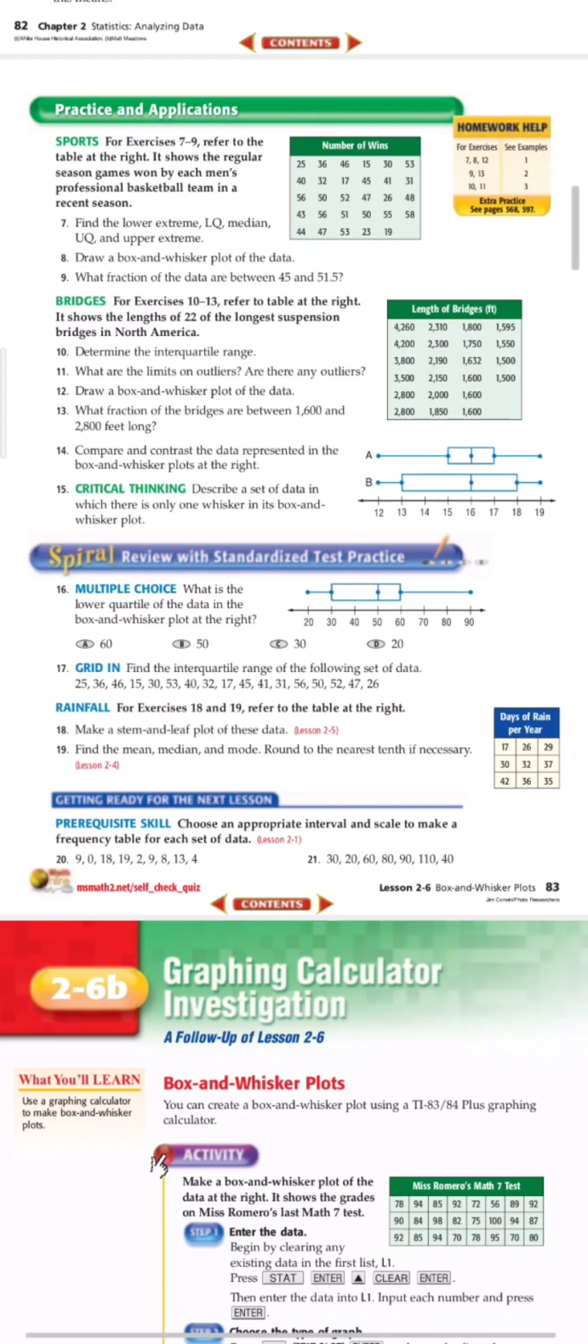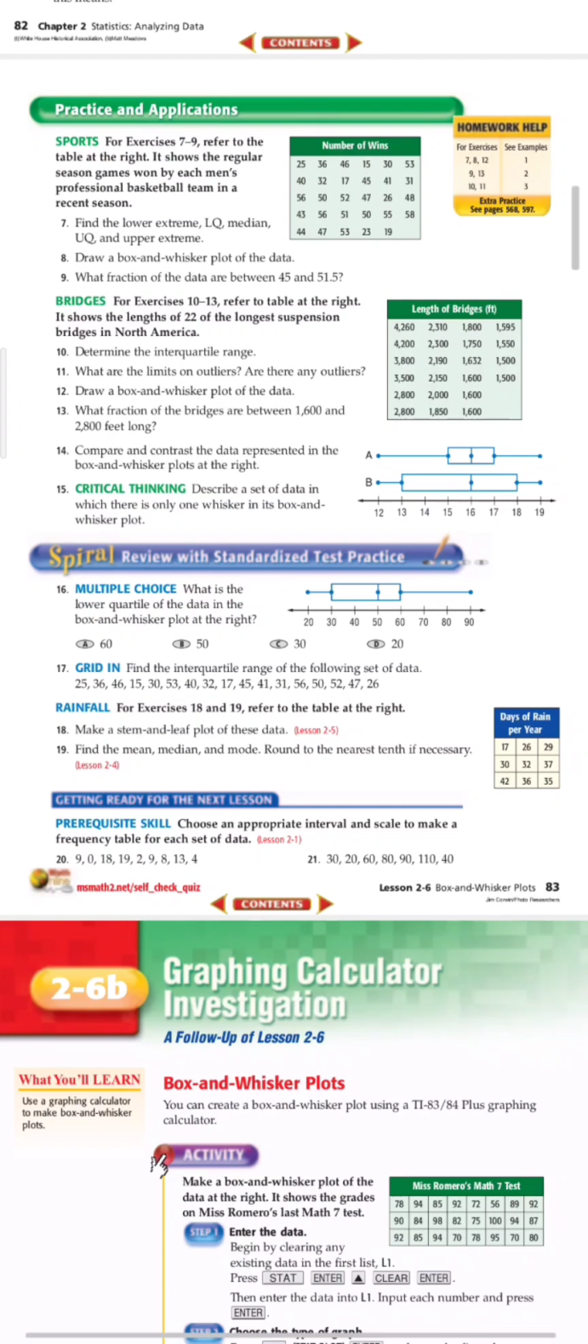Bridges. For exercises 10 to 13, refer to the table at the right. It shows the length of 22 of the longest suspension bridges in North America. 10. Determine the interquartile range. 11. What are the limits on outliers? Are there any outliers?